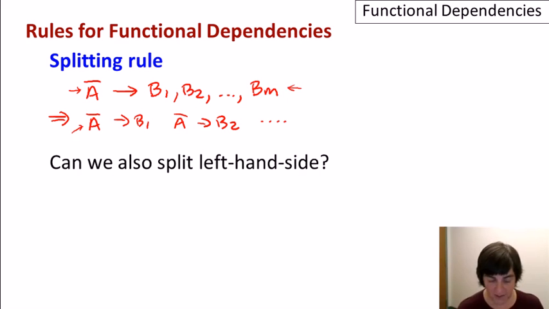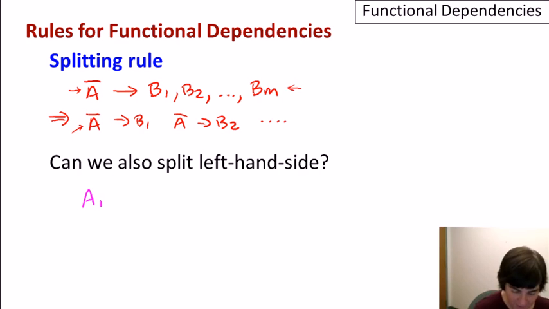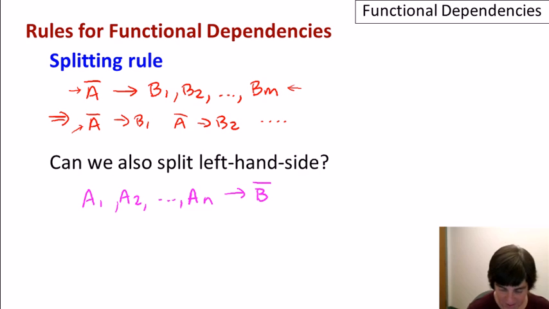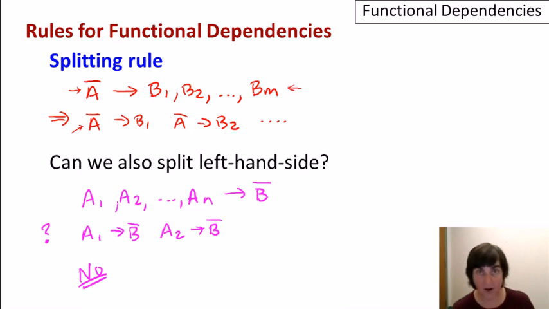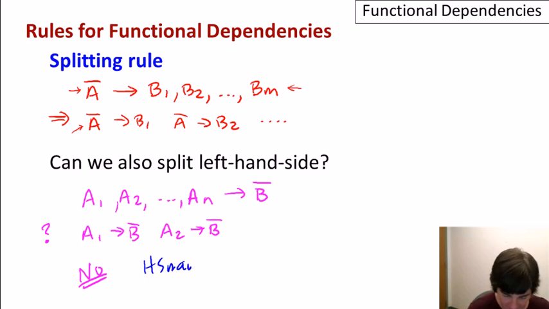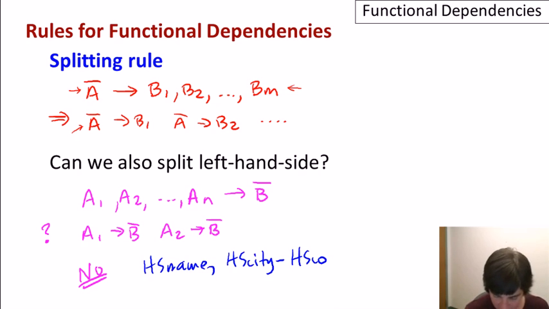Now you might wonder if the splitting rule also goes the other way. So let's say we have, I'll write out the attributes on the left-hand side explicitly, A1 through AN determines B. Then is it the case that A1 determines B and A2 determines B on its own and so on? Well, the answer to that is no. And I'll give a simple example from our college application database. So let's say that we have the functional dependency high school name and high school city determines high school code. We talked about that one before.